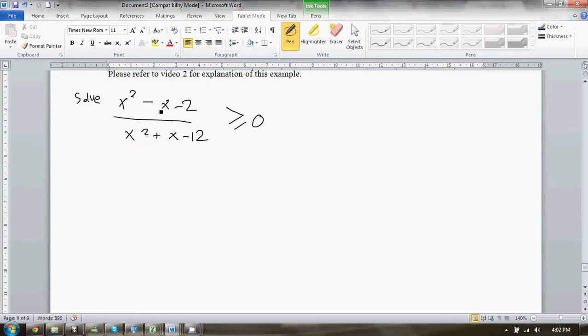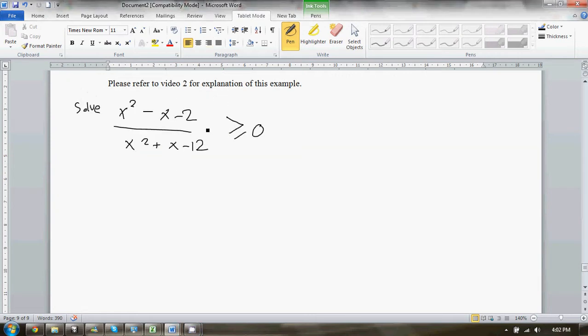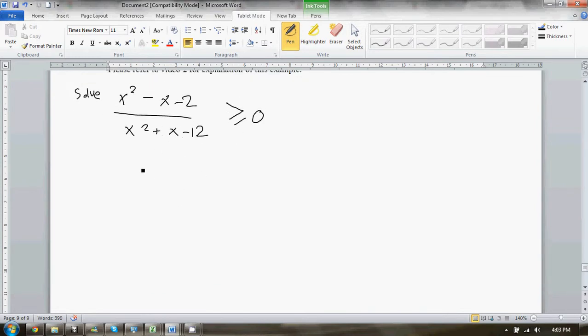Hey guys, so now we're going to do another example, but with quadratics on top and on the bottom of the rational, so just a little bit more complicated. First step here is to look at the question. You have two quadratics, and it has to be greater than 0. First thing, just to make it a little simpler, factor both top and bottom.